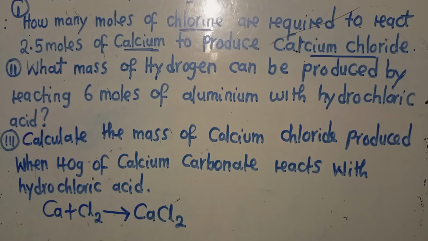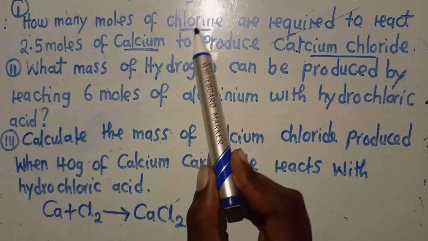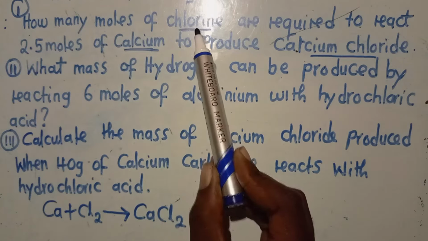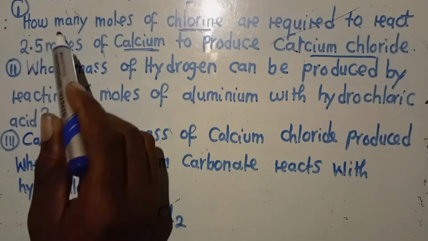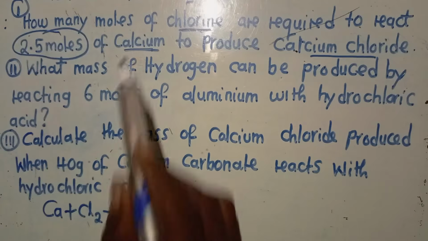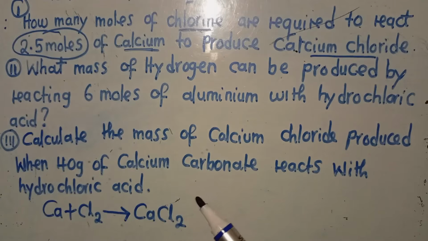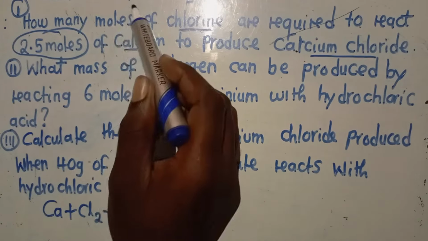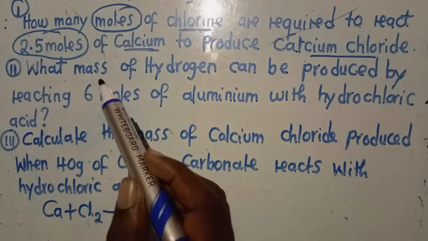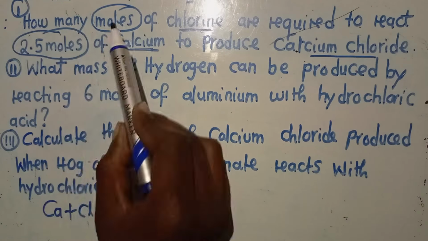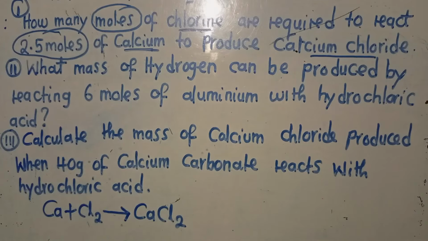The question is saying, I want to calculate the moles of chlorine when I'm given 2.5 moles of calcium. So when you look at this particular question, you are told to calculate the moles when you are given the moles. This question falls under mole-to-mole calculations, where you compare moles to moles. This is what they are telling us, and this is what they want us to find.